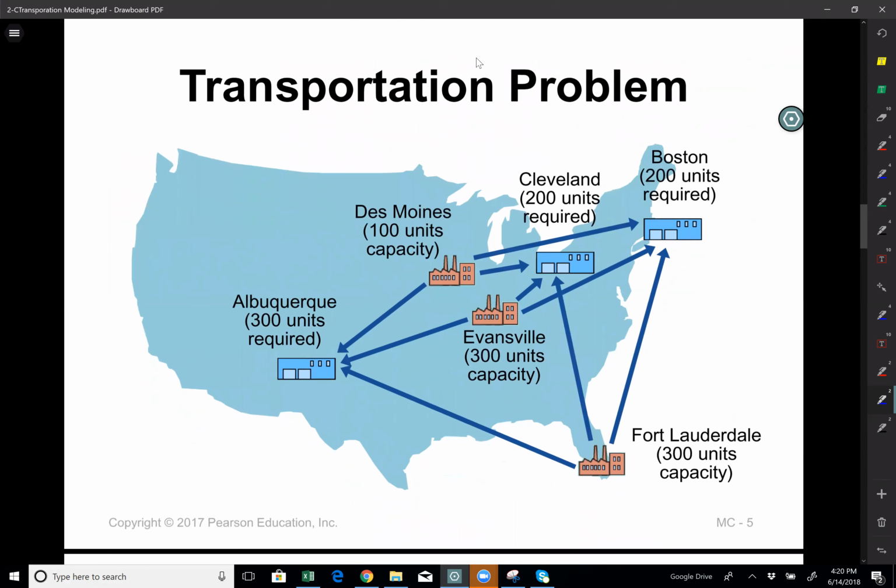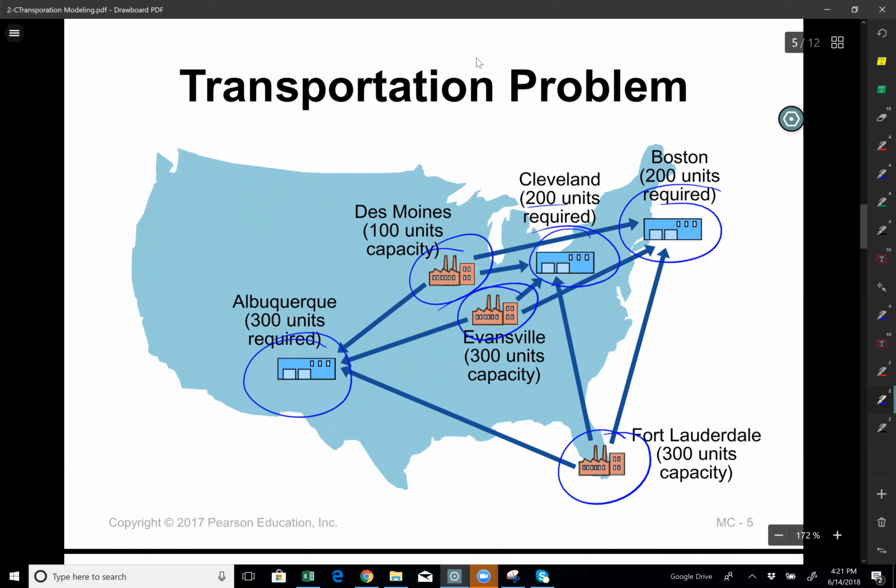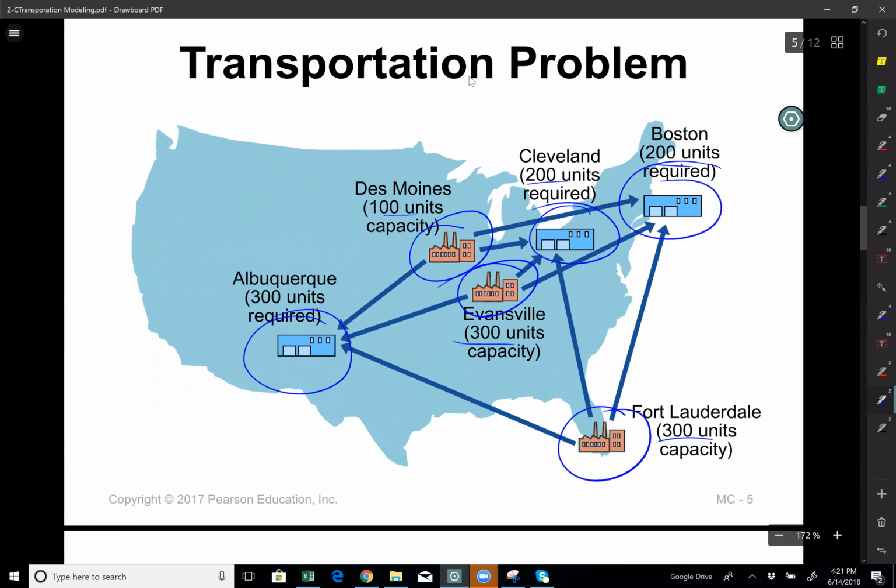You can see that these factories show our source nodes or suppliers. We also see our demand points here, 3 of them, and you can see how many units they demand. And you can see how many units I can supply from each of these locations.